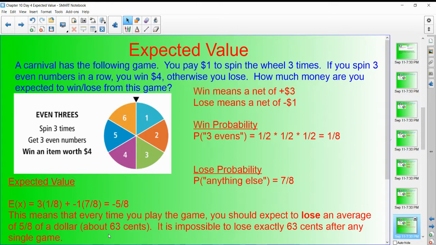Now, you can't lose 63 cents, but that's the average expected outcome. So each time I play, I should expect to lose money. There's going to be some cases where I win, but a lot more where I lose, and the losses are going to overtake the wins. So the expected value that's negative probably means it's a bad game for me to play.